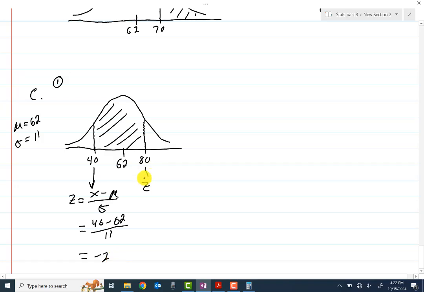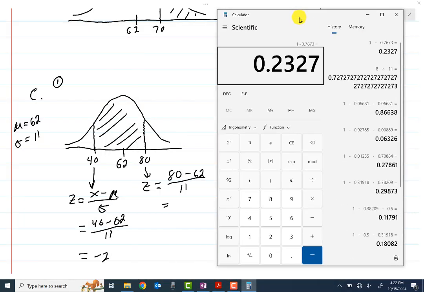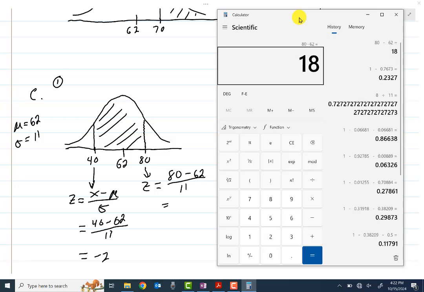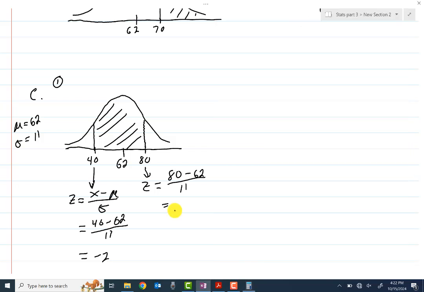I need to do the same thing for this one. So I'm going to have 80 minus 62 divided by 11. This one won't come out as well. And remember to limit your answer to 2 decimals. All right, let's start with 80 minus 62 and then divided by 11. So to 2 decimal places, I'm talking 1.64.